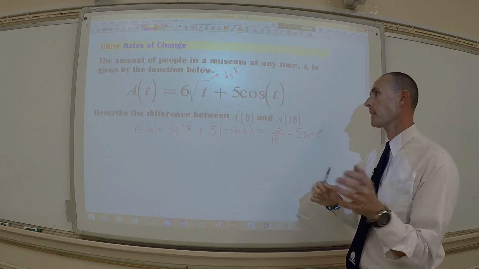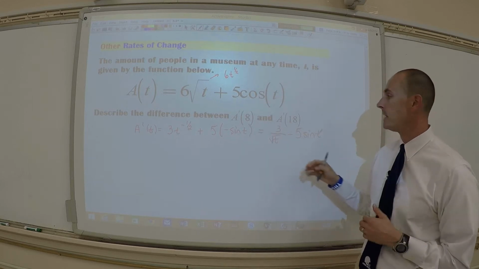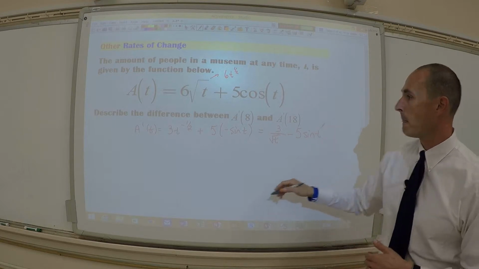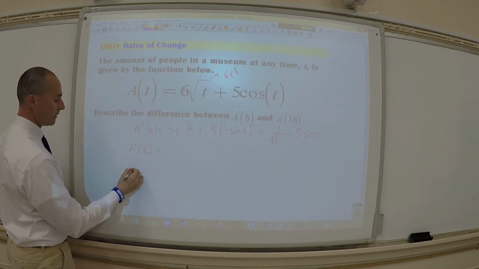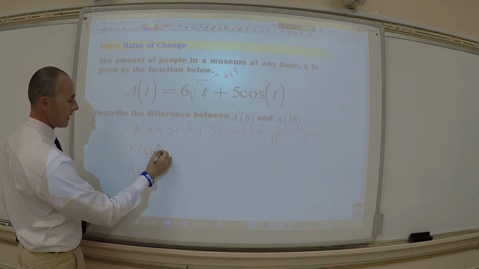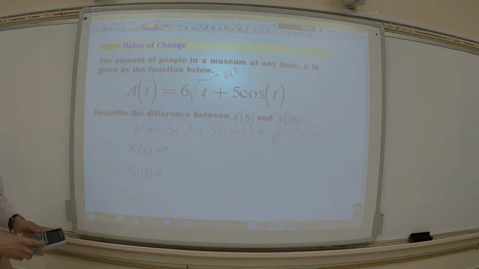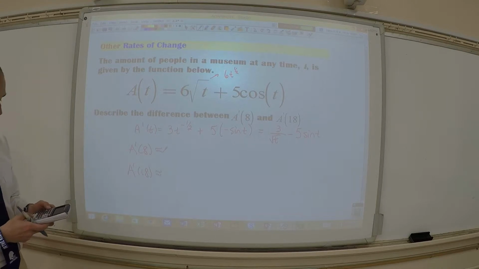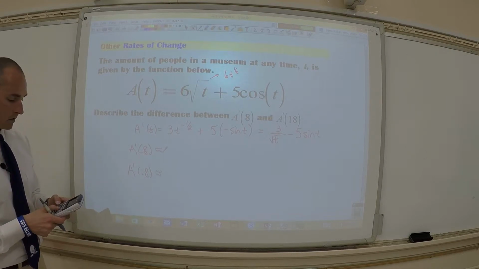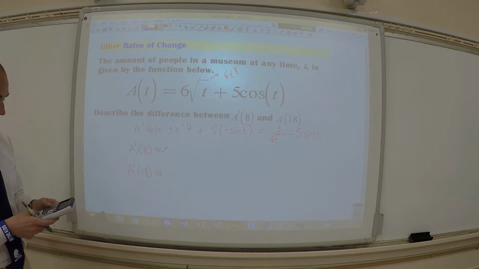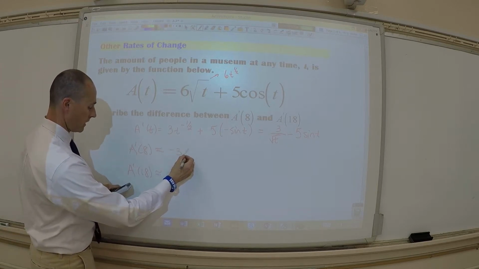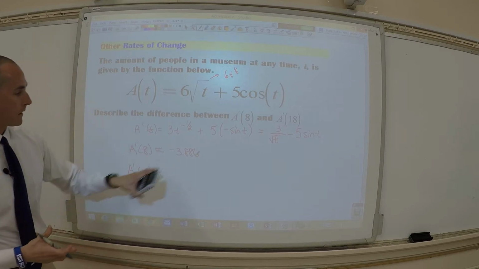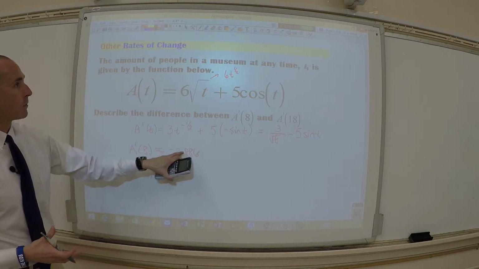Now, in this case, what they're asking us to do is to plug in 8 to that derivative, or 18. And so when we do that, let's see what we get. So a prime of 8 will equal something, and a prime of 18, and I'm sure these are going to be decimal values, so let's take a look here. So for the first one, I got negative 3.886. Remember, we always want to go in at least 3 decimals. And then we'll get some units here in a minute.